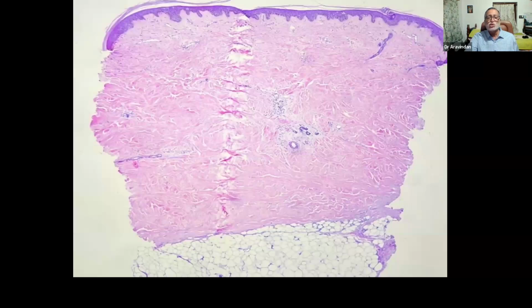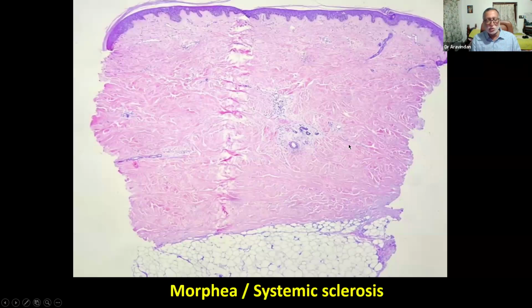This is possibly the most common among the fibrosing lesions. You find fibrosis going right deep into the subcutaneous tissue, sometimes with a very sharply demarcated border below, and loss of appendages all around. Appendages seem to be pulled up, and this is the classical appearance of morphea. The same appearance you can get, provided the clinical history fits, in systemic sclerosis, where you have to do the antibodies and other testing.